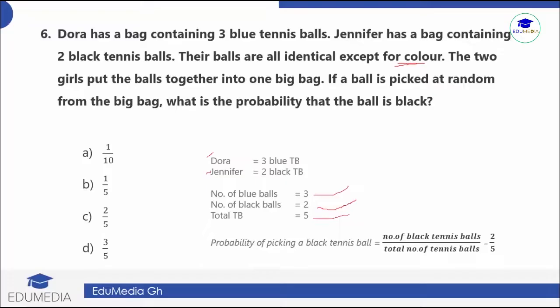All right, so the probability of picking a black tennis ball from the bag is the number of black tennis balls divided by the total number of tennis balls. Since it's a black ball, we take the number of black tennis balls, which is 2, divided by the total number of tennis balls, which is 5. So that is our answer here: 2/5.